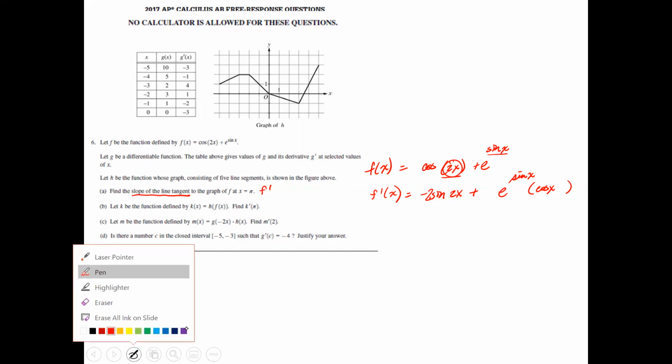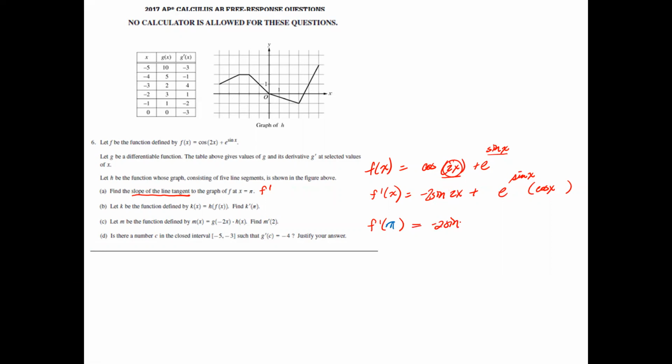Next, we need to plug in pi. What that means is that for every x, you're going to replace it with pi in each of the x values. Okay.